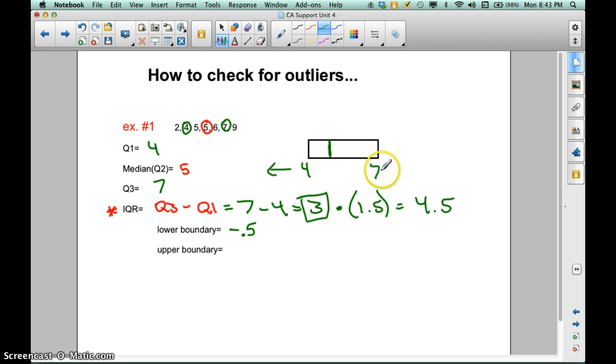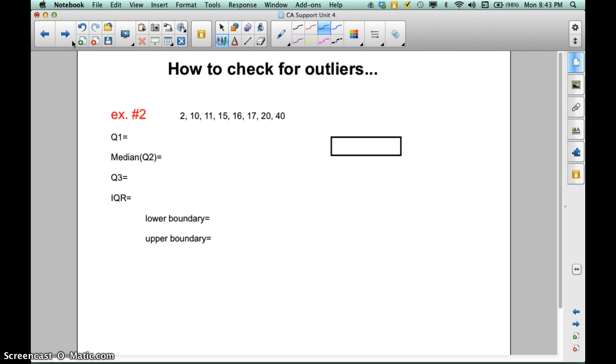Now let's look at the 7. If I add 4.5 to my 7, quartile 3 plus 1.5 times the IQR, if I'm going this way, up 4.5, I get to 11.5. Anything bigger than 11.5 would be considered an outlier. There is nothing in my set of data bigger than 11.5, and so there are no outliers. This gets easier with practice, so let's do another one.